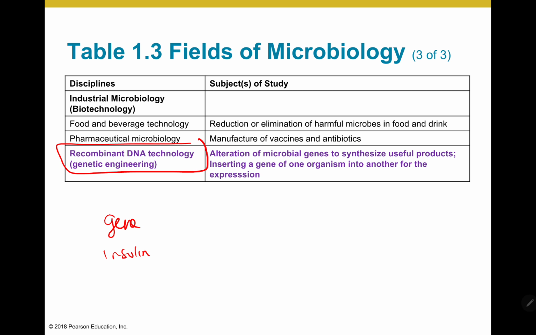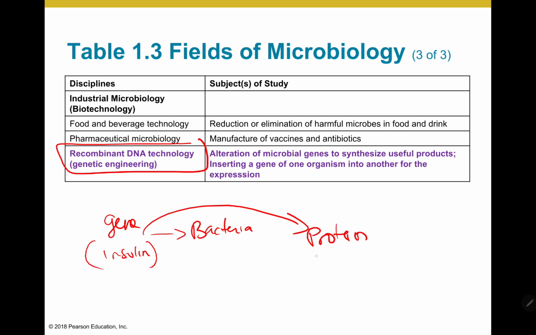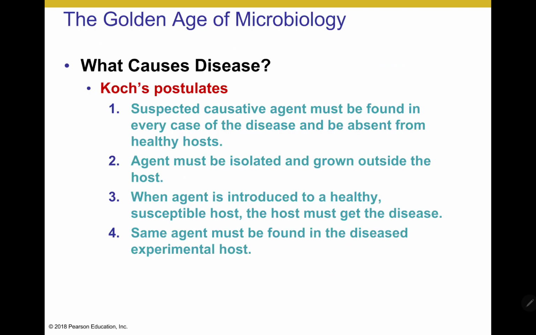In order to give them insulin, now we can get the gene that codes for insulin, put that gene into a bacteria, and have that bacteria read that gene and then make the actual protein from it. So we're making the insulin. Essentially we insert a gene of one organism into another for its expression. So we're altering the microbial genes to synthesize useful products. That's what recombinant DNA technology is in genetic engineering.